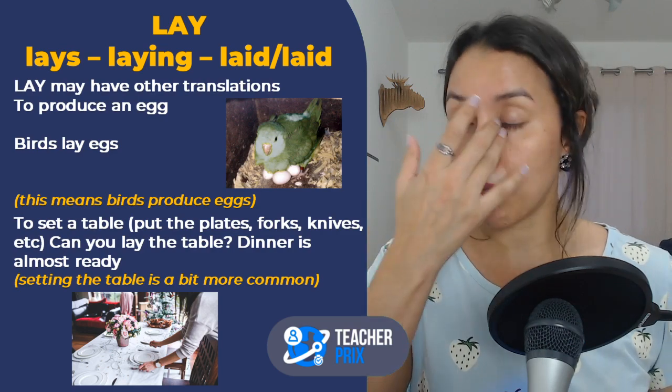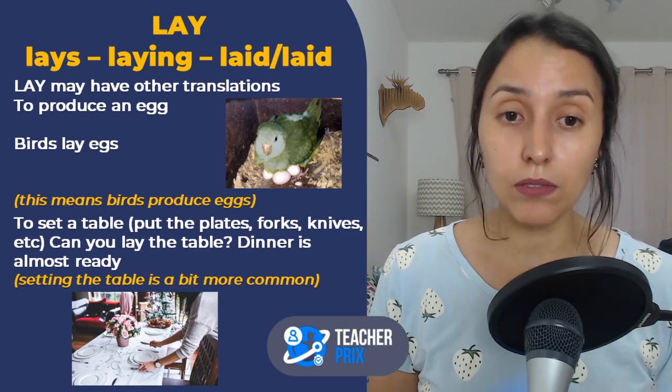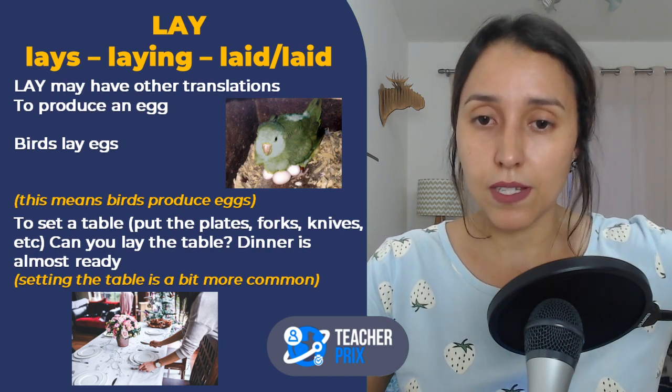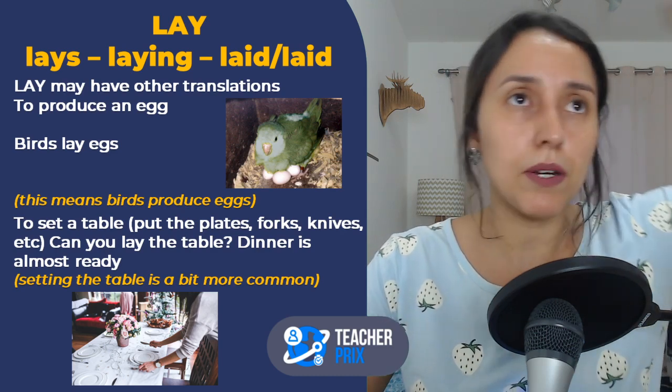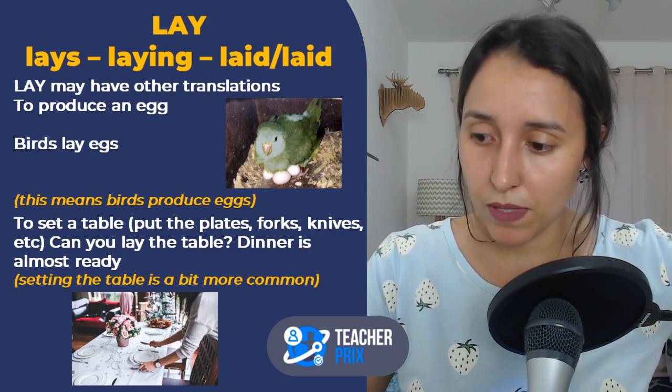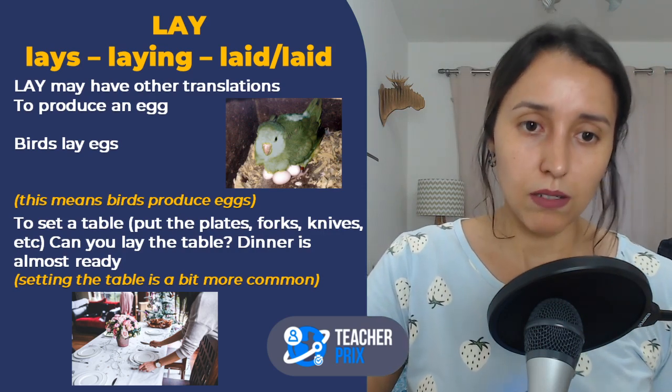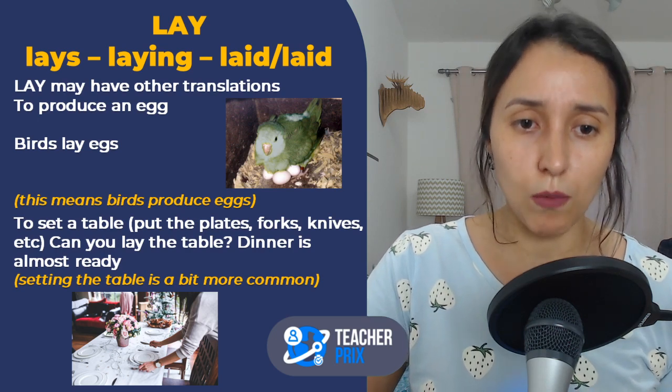So here I posted an example. Hey, can you lay the table? Dinner's almost ready. Now, from my personal experience, I've always seen set the table. Can you set the table? And here I'm saying the because it's a specific object. I'm not talking about a random table, but about a specific one. So can you set the table, please? Okay. Dinner is almost ready.